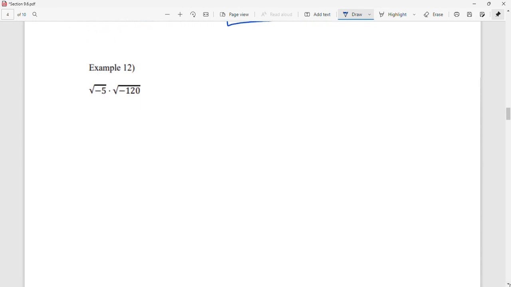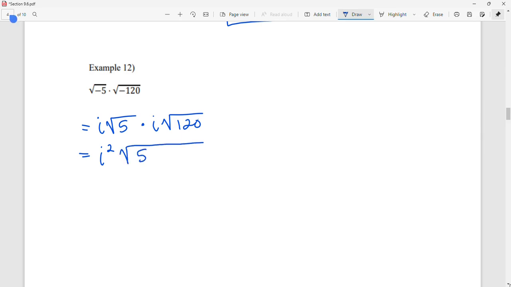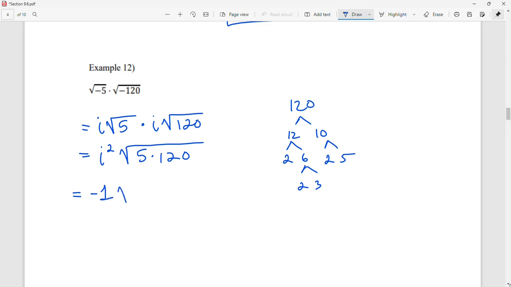In example 12, we'll do the same process. I'll pull out the i from each one of the radicals because we're taking the square root of a negative. And so i times i, that's i squared in the front, and inside we have 5 times 120. Let's break down 120 using our factor tree. 120 is 12 times 10, 2 times 6, 2 times 3, and 10 is 2 times 5. So we can simplify this as i squared, which is negative 1, times the square root.